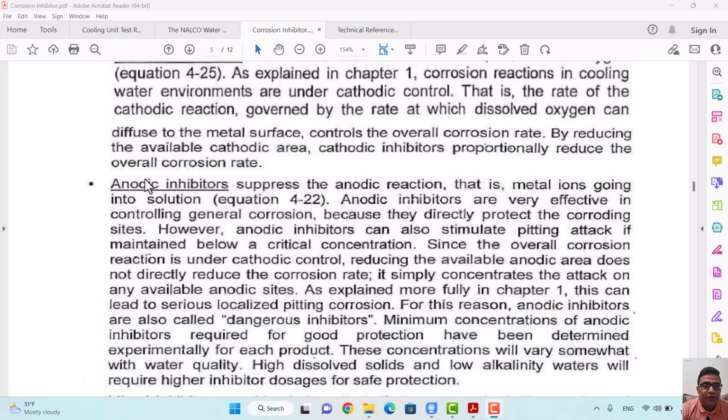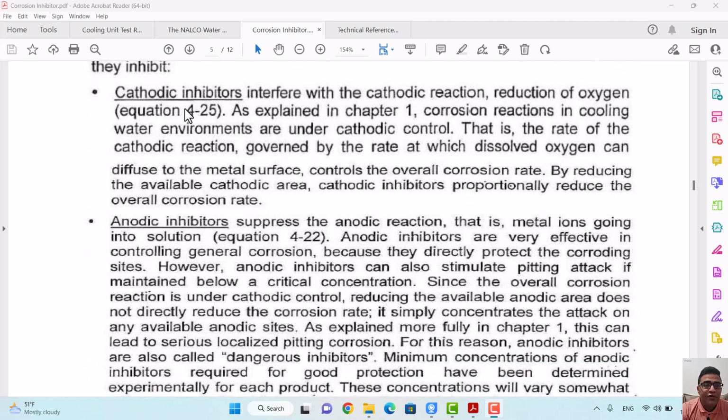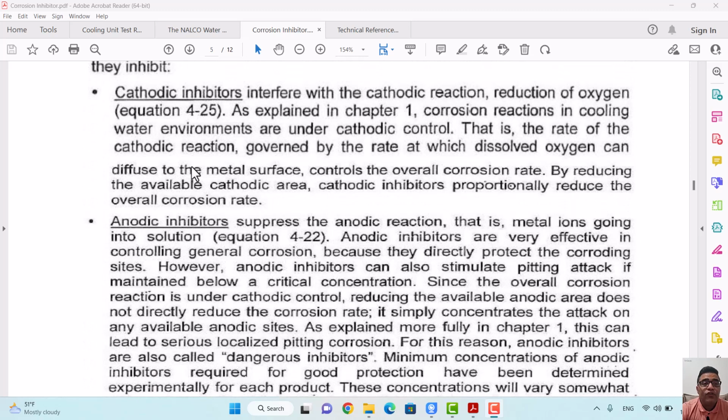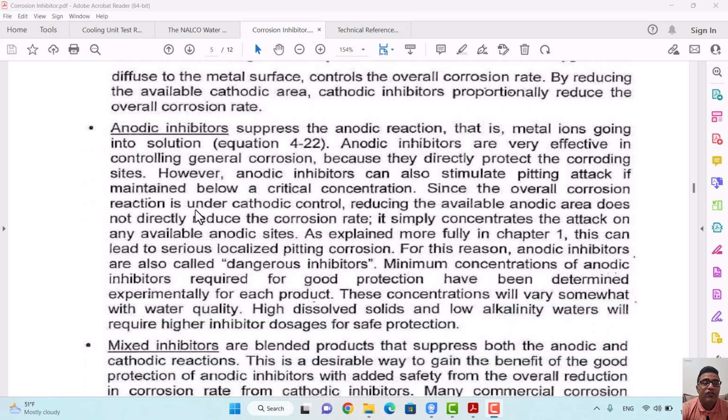Anodic inhibitors. We have cathodic inhibitors because, as you know, we had two reactions, cathodic reactions and anodic reactions. Anodic inhibitors suppress the anodic reaction, that is, metal ions going into the solution. Anodic inhibitors are very effective in controlling general corrosion because they directly protect the corroding sites. However, anodic inhibitors can also stimulate pitting attack if maintained below a critical concentration.